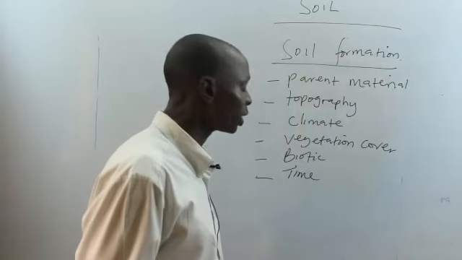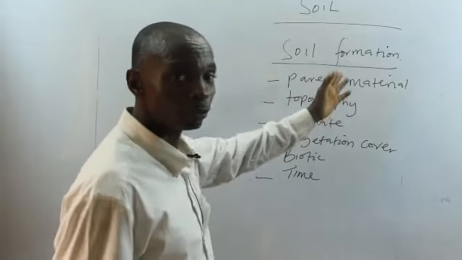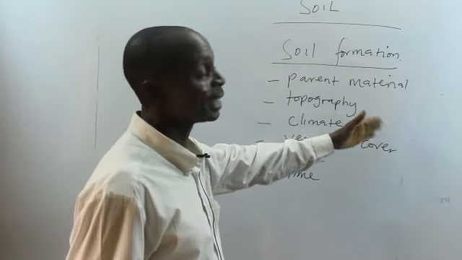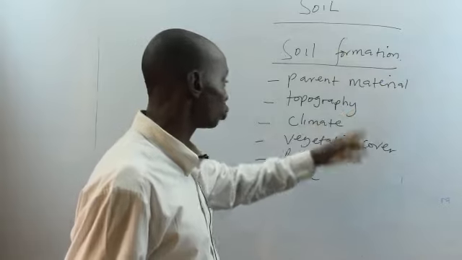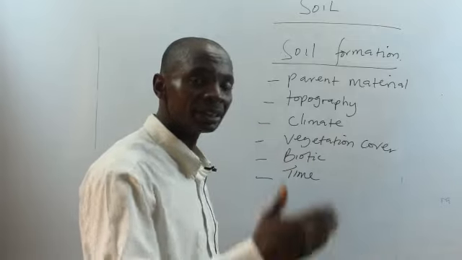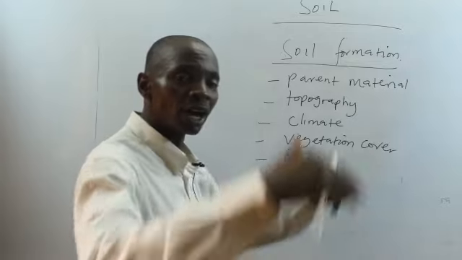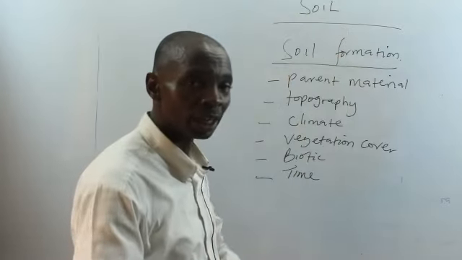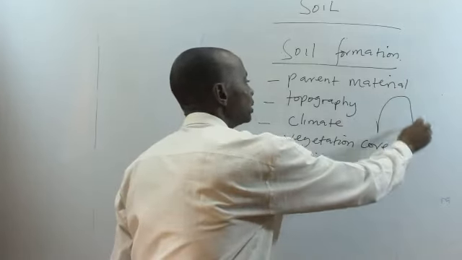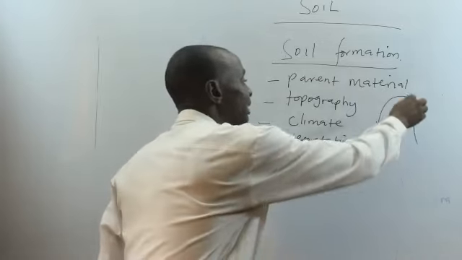Now let's look at topography. Topography also has effect in soil formation. What we mean by topography is the up and down on the earth surface. That is the rolling topography of the earth surface. The earth surface is not smooth. We have some places that are high, we have some that are low. In a place where we have a high topography, it will affect the soil formation because of the steepness.